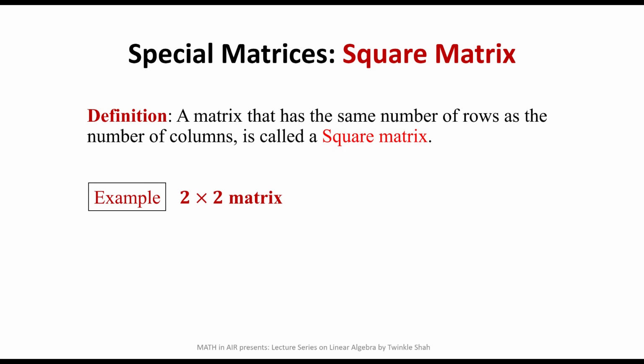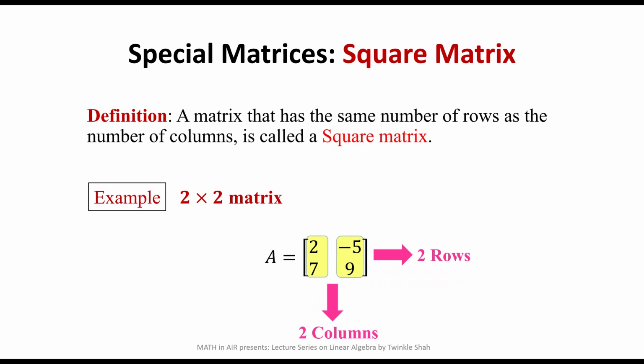For example, a 2 by 2 matrix. In matrix A, there are 2 rows and 2 columns. Therefore, matrix A is a 2 by 2 square matrix.